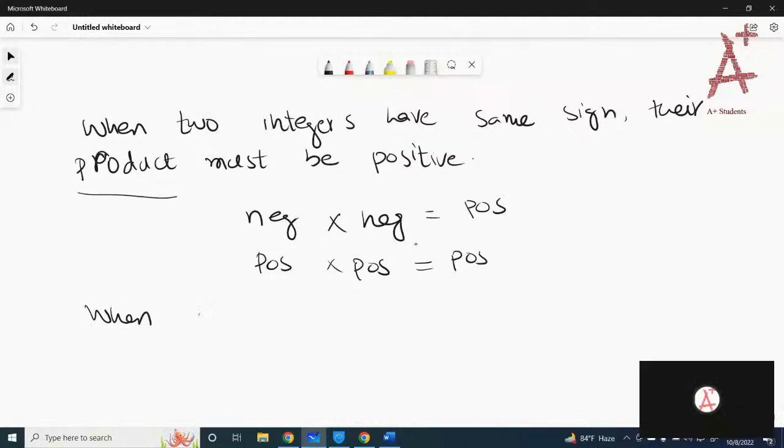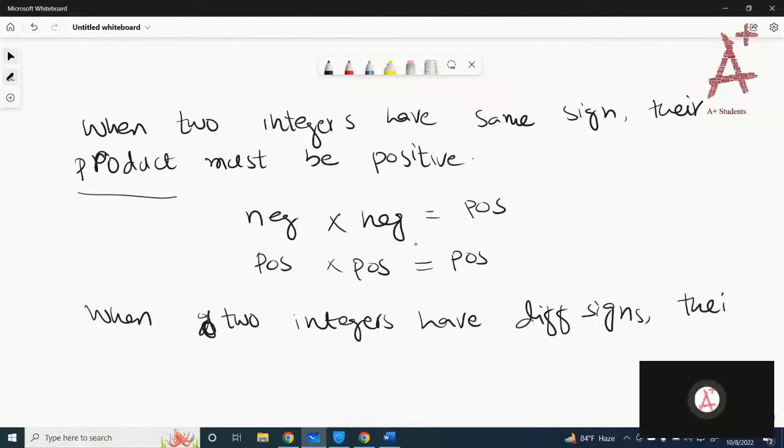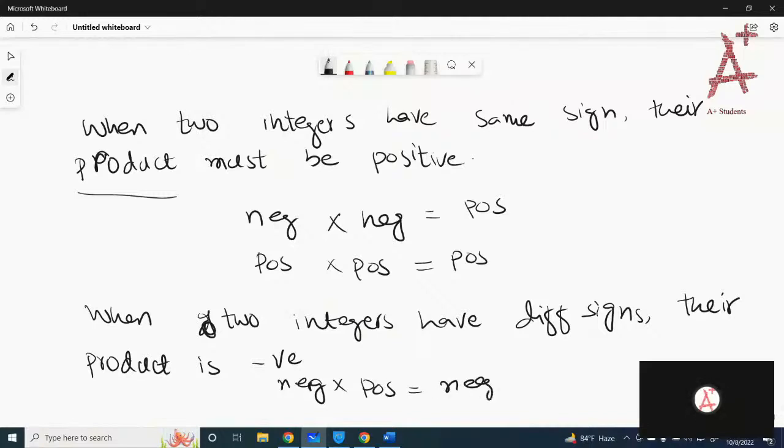So for the division, when two integers have different signs, their product is negative. Like multiplying a negative number times a positive one, the answer must be negative. And multiplying a positive number times a negative number, your answer must be negative. Got it? Same is the case for division.